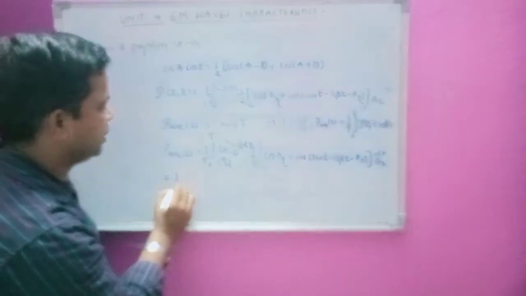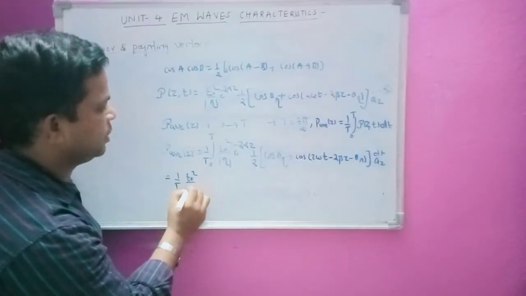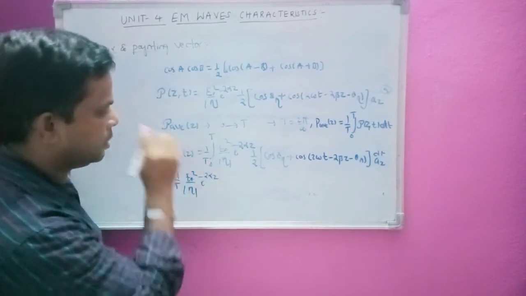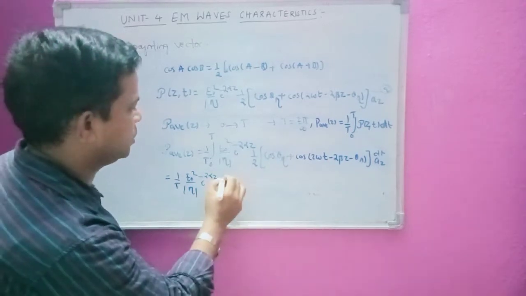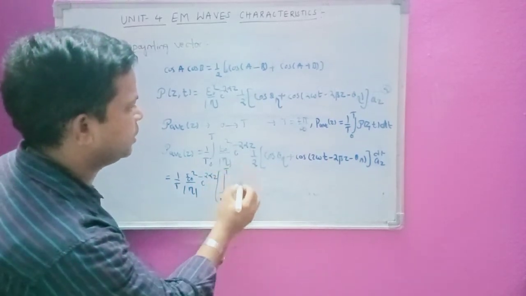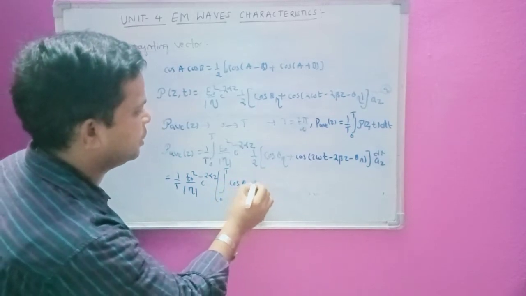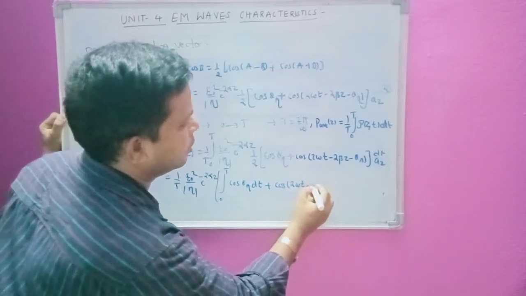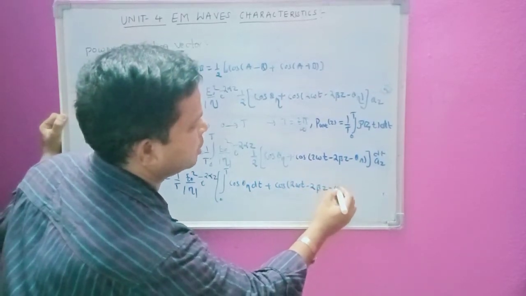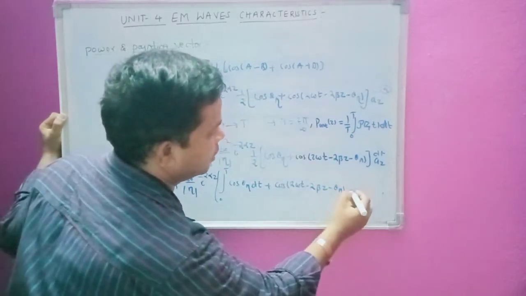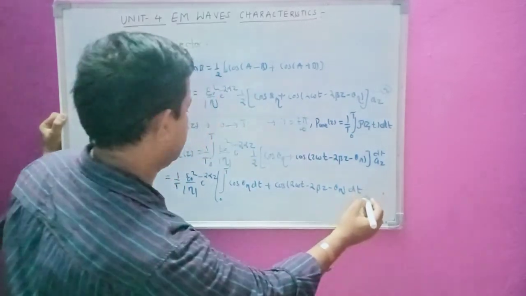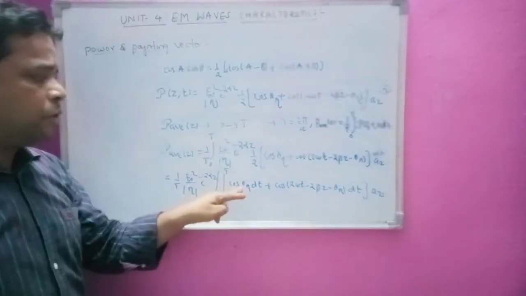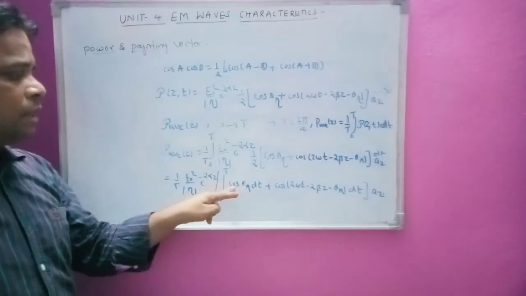Now I have 1 by T, E naught square by mod eta e power minus 2 alpha z, the entire thing is constant. Now integrating this one, integration 0 to T of cos theta of eta dt, next cos of 2 omega t minus 2 beta z minus theta of eta into dt, entire thing into az here. Now if you can see this one, we don't have any term with respect to t here, so I will take here T.